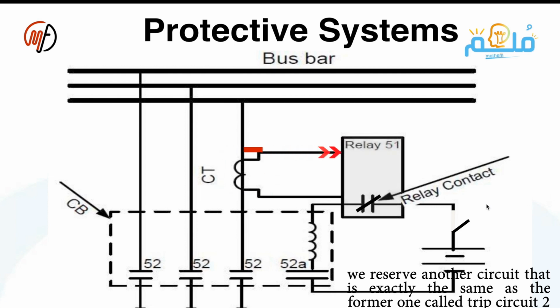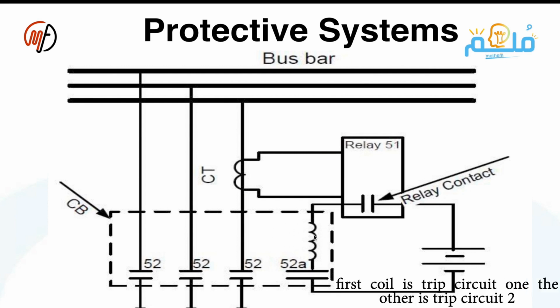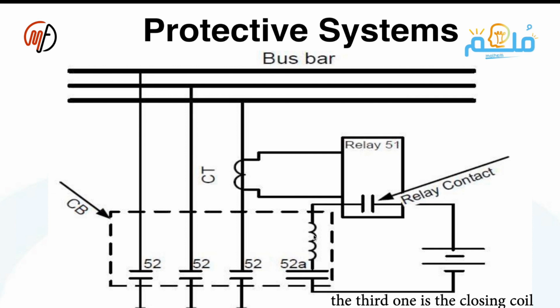Now we notice that inside the circuit breaker, I have 3 coils. The first coil is for trip circuit 1, the second coil is for trip circuit 2, and the third coil is for closing. There's also another coil for the charging motor.